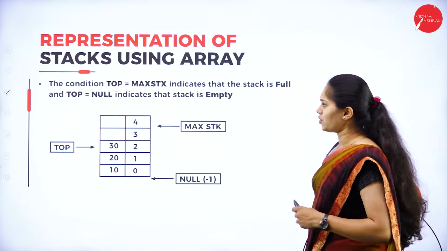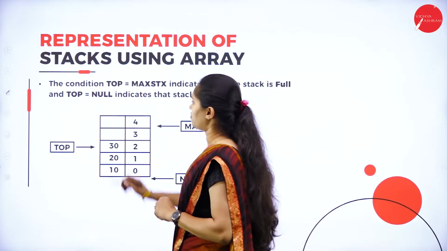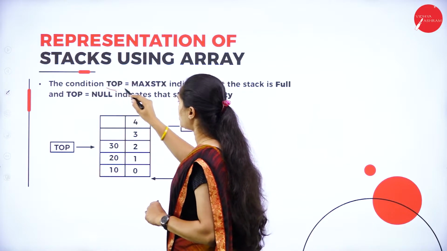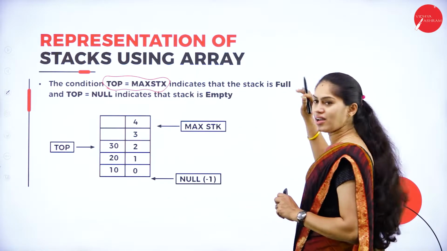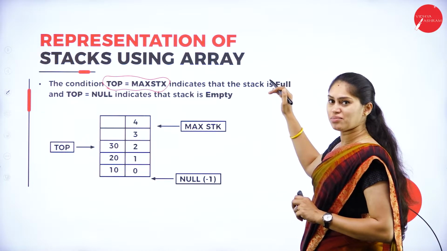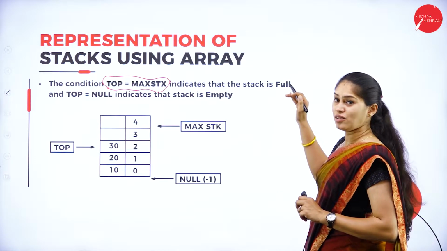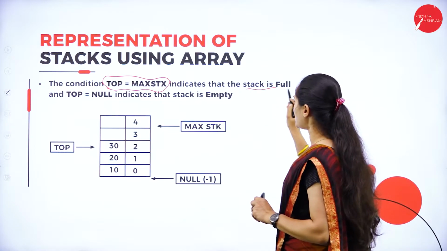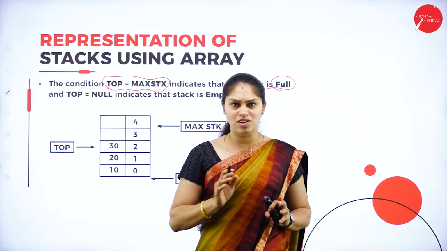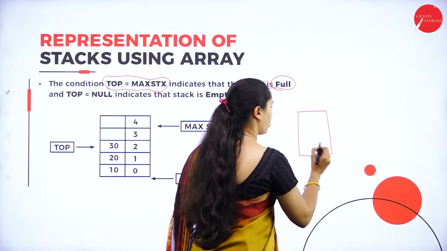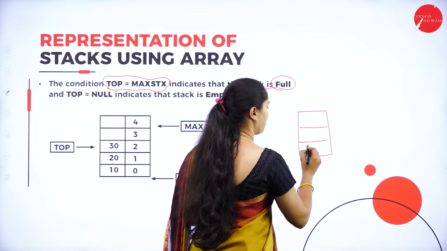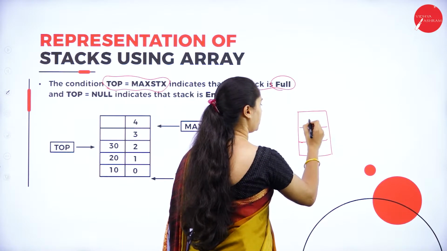Fine. So here you can see the representation of a stack. The condition top is equal to maximum stack size means top is at the end, and even the maximum size is there. Then what can I say? That indicates the stack is full. Imagine here I have 5 elements. Let me take only 3 elements: 10, 20, 30.